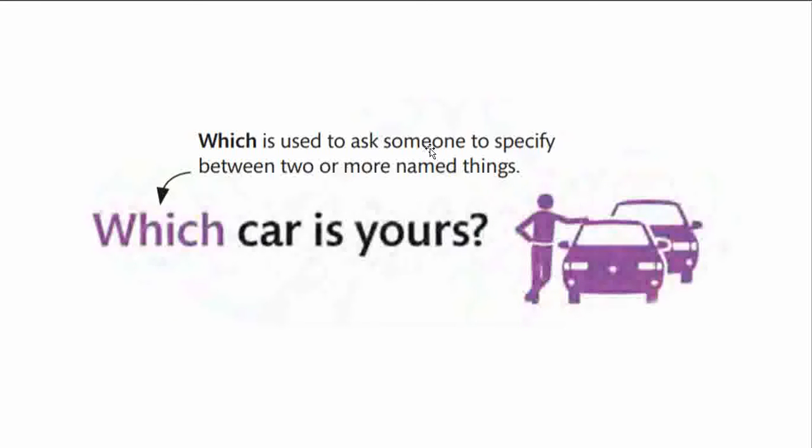Which is used to ask someone to specify between two or more named things. That means some option or some choice is given. Which car is yours? This one or that one? Which car is yours? The red one or the blue one? There is some option given. So which car is yours? Which is used when someone has got certain things and options are given, to ask someone to specify between two or more named things.